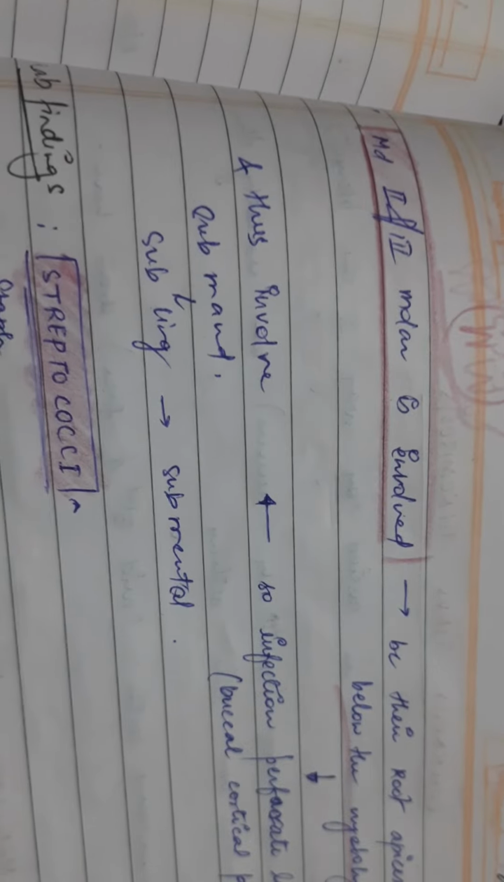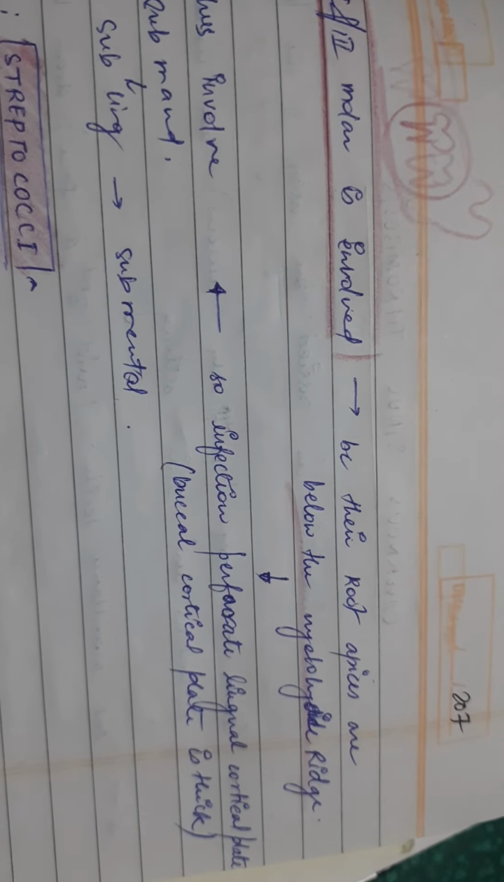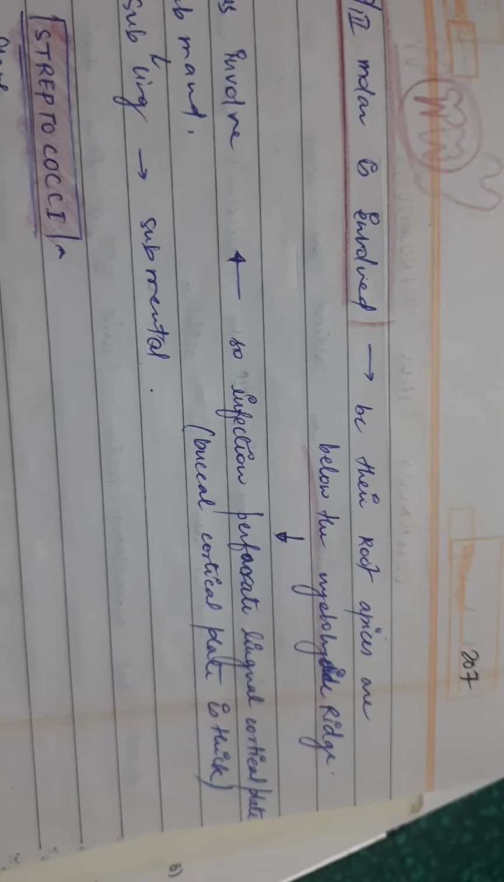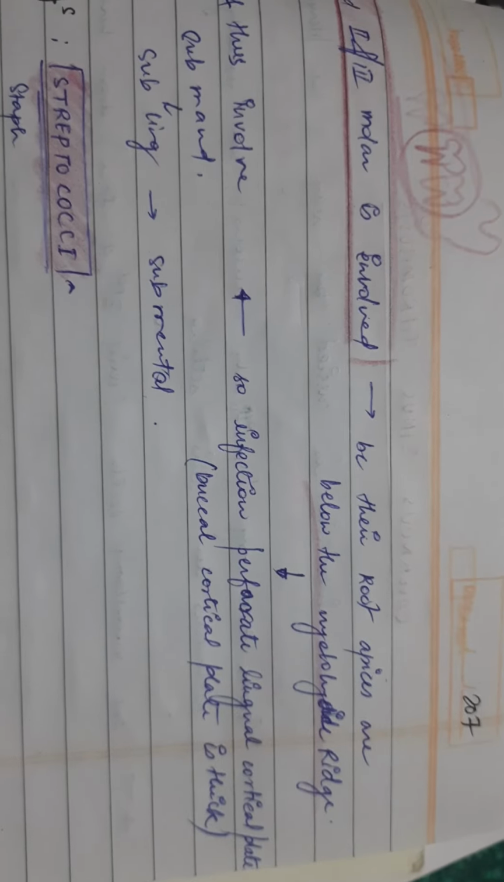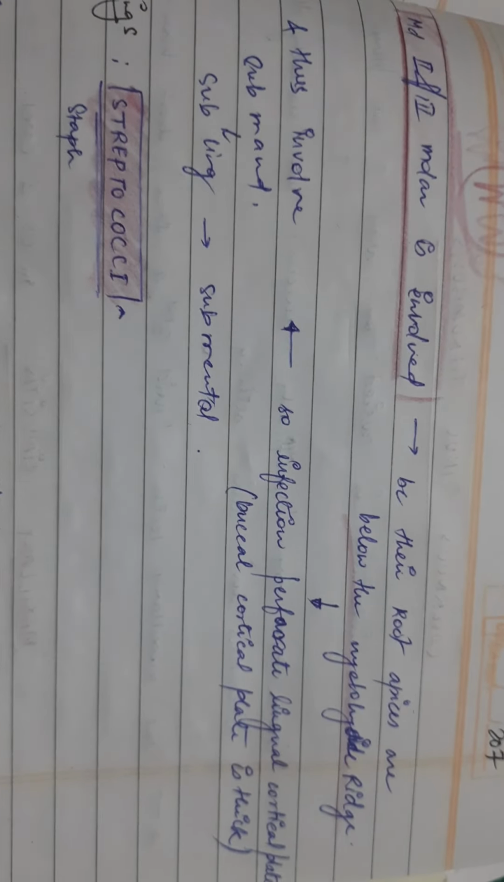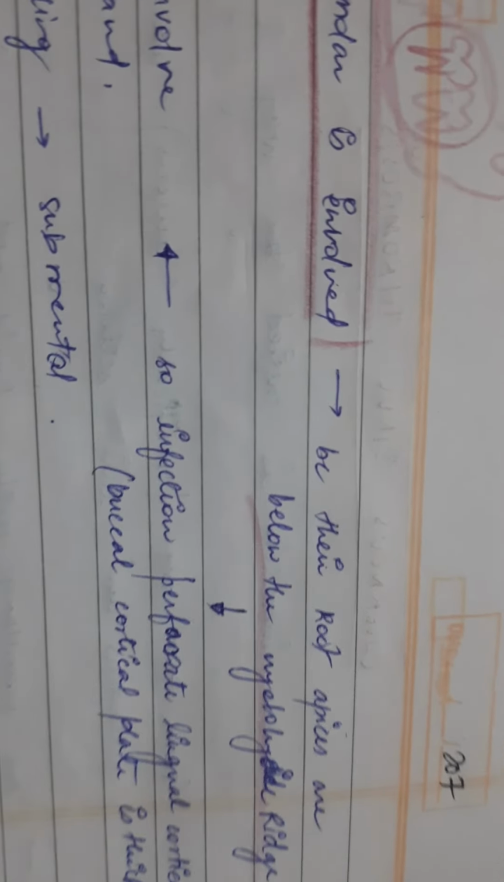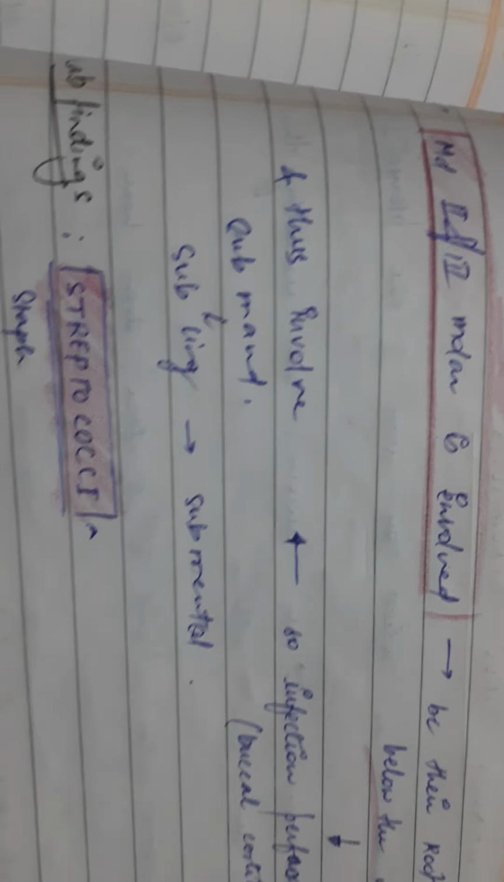So it is fair to say that Ludwig's angina will occur in the mandible only, and in the posterior region, because the second and third molars of the mandible have root apices below the mylohyoid ridge, so infection perforates the lingual cortical plate. The buccal cortical plate is thick and the lingual cortical plate is thin, so infection perforates through the lingual cortical plate and thus involves the submandibular, sublingual, and submental spaces.